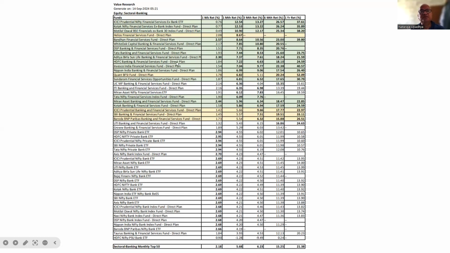HDFC Banking and Financial Services Fund 7.22%. Invesco India Financial Services Fund 7.04%. Nippon India Banking and Financial Services Fund 6.99. Sundaram Financial Services Opportunities Fund 6.81%. Tata Nifty Financial Services Index Fund 6.09%. Mirae Asset Banking and Financial Services Fund 5.96%. Kotak Banking and Financial Services Fund 5.86%. I didn't read the other timelines because they're not that impressive.